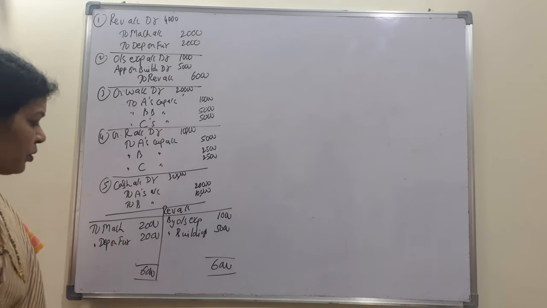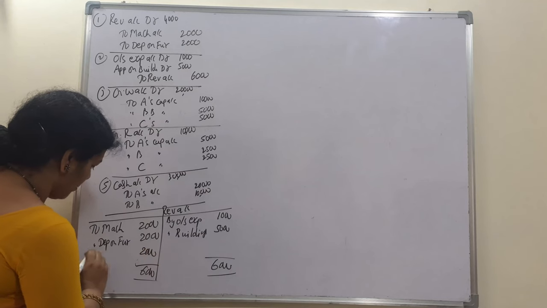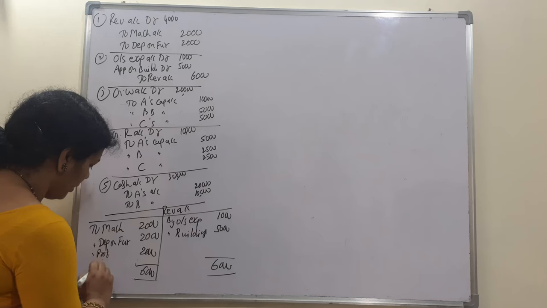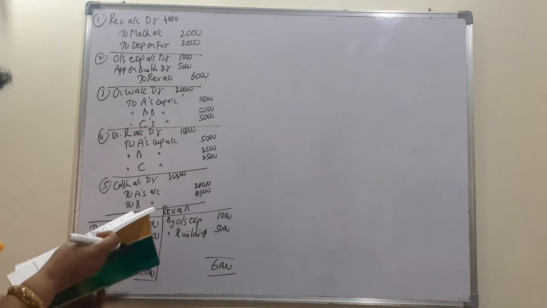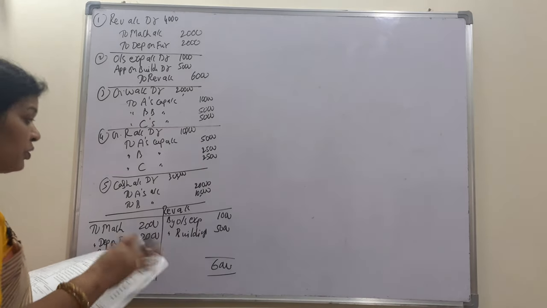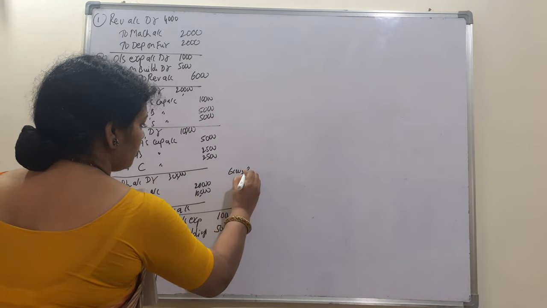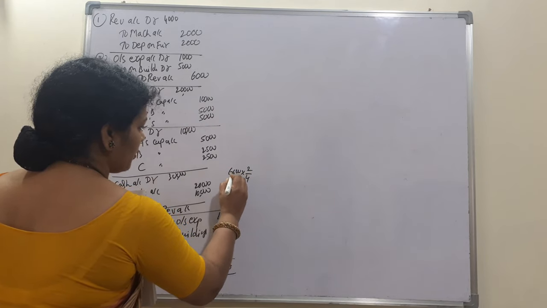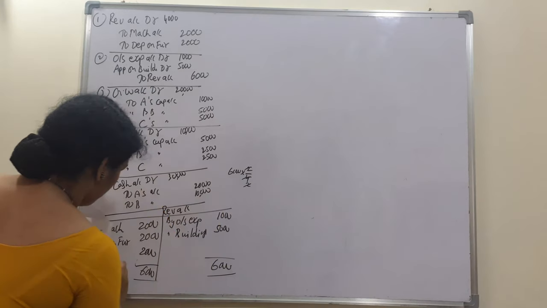Minus 4,000, it comes to 2,000. So 2,000 profit is transferred to A, B, C in the ratio of 3:2:1. So 2:1:1. So it's 6,000 into 2:1:1, which means 2 by 4, 3,000 for A.